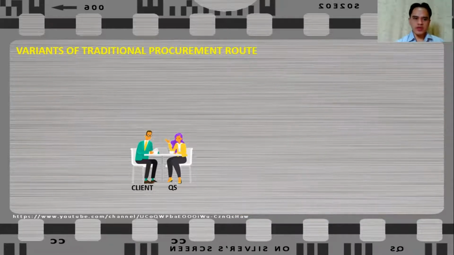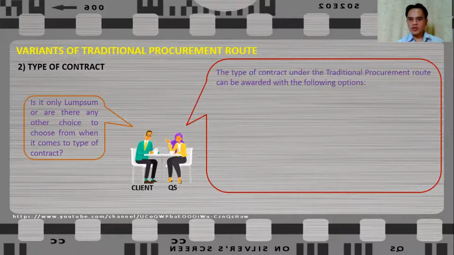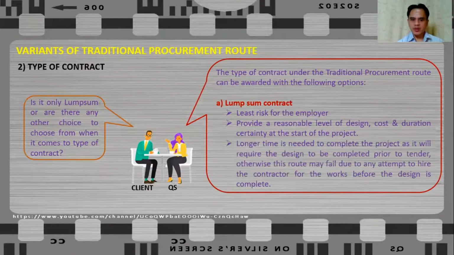Traditional procurement route also have variants when it comes to type of contract, as the client may be concerned on how he is going to pay the contractor. Is it only lump sum, or are there any other choice to choose from when it comes to type of contract? The type of contract under traditional procurement route can be awarded with the following options. First, lump sum contract, which is least risky for the employer. This also provides a reasonable level of design, cost, and duration certainty at the start of the project. But longer time is needed to complete the project as it will require the design to be completed prior to tender.